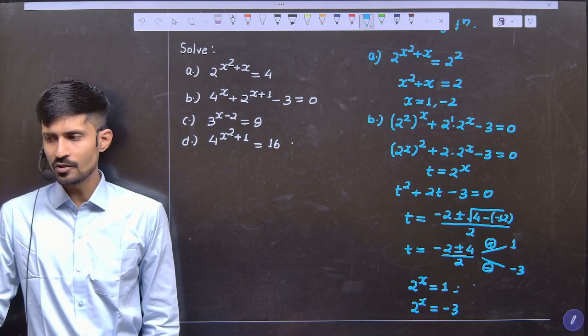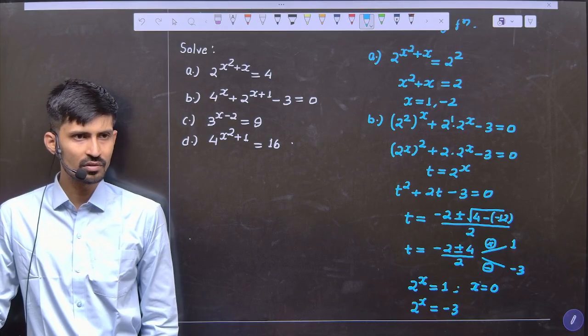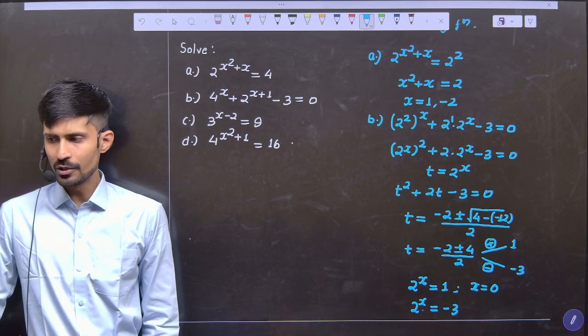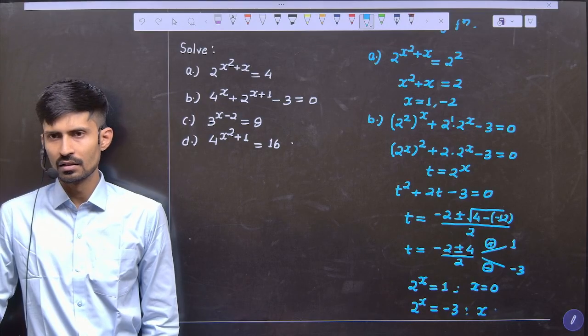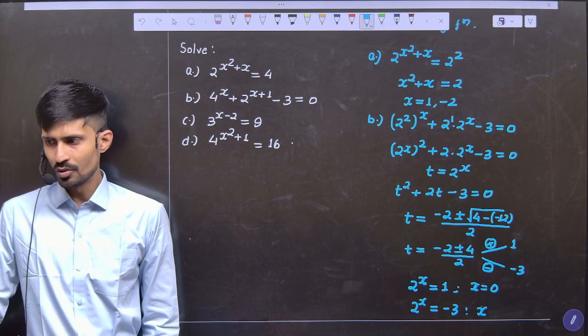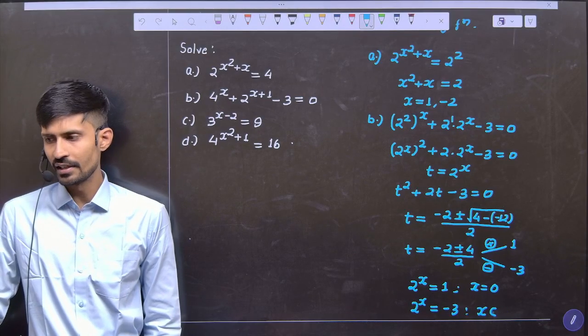2 raised to x is equal to 1. What will be x? x is equal to 0. 2 raised to 1 will be 2, then 2 is equal to 1? How is it possible? Now tell me, 2 raised to x is equal to minus 3, what will be x? Not possible. So write x belongs to the empty set.